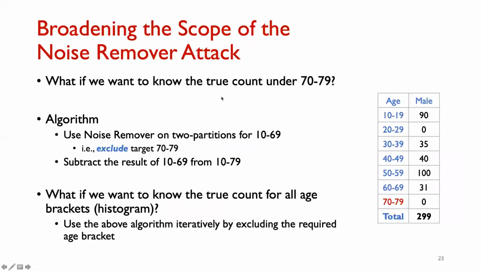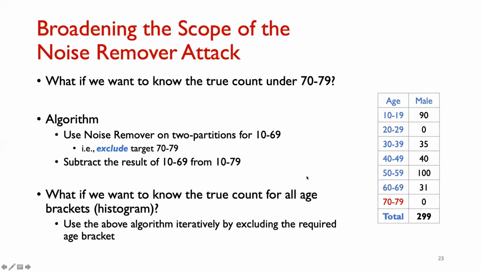So we can also broaden the scope of this attack because the previous attack was only used to find the total. What if we're interested in finding the count of the attribute value 70 to 79? In this case, we need a slight modification of the attack. We simply exclude this attribute value from the rest, and then we carry on the algorithm by finding 2 partitions of the age ranges 10 to 69.